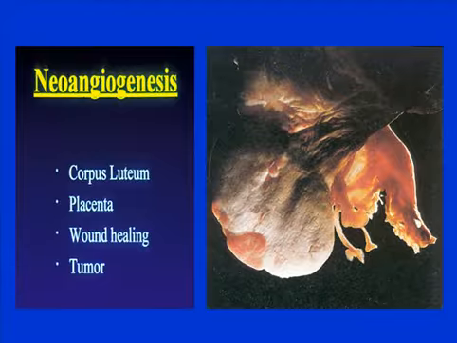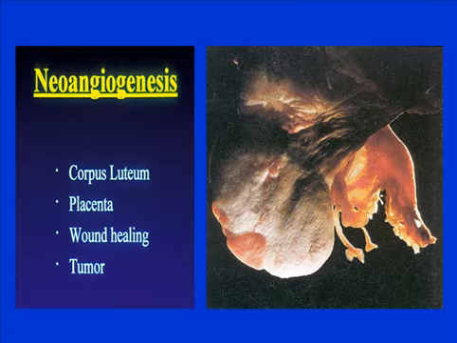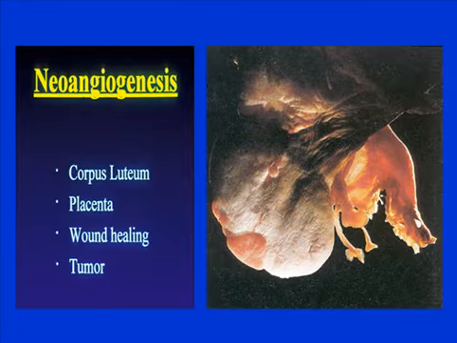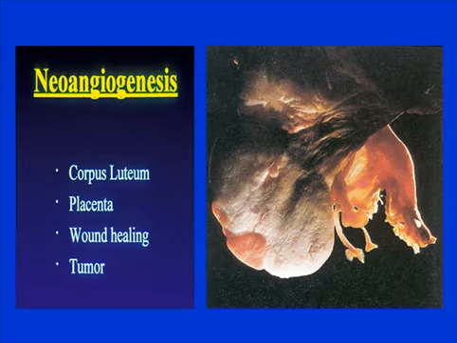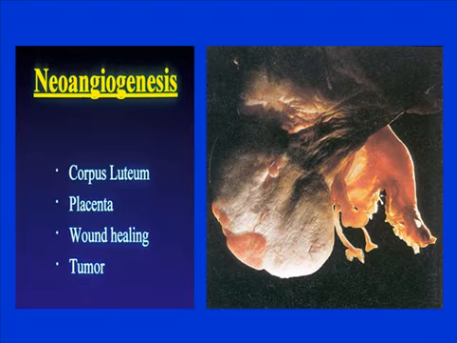Now, neoangiogenesis is a very important process in normal tissues, in corpora lutea, in placenta, in wound healing, for example, but these are regulated. After they're done, they're ended. Tumor blood flow is not regulated and continues to progress.